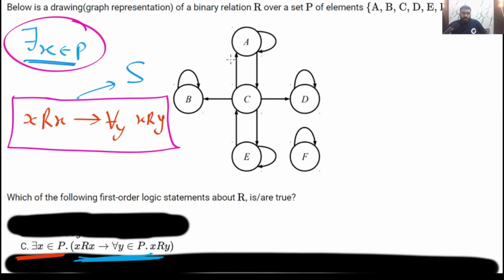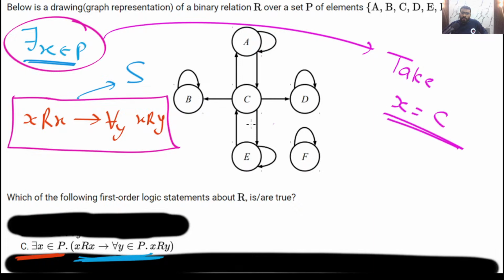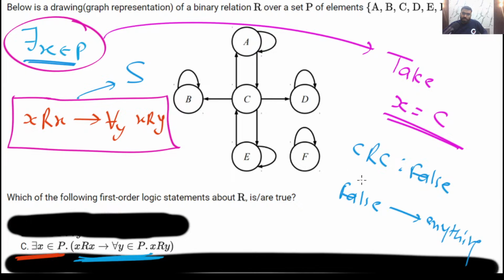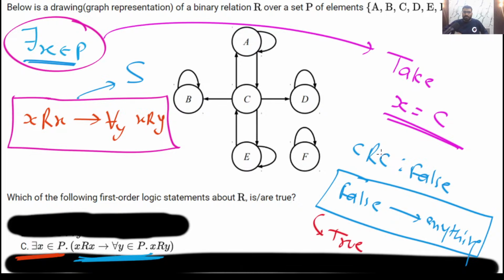Now do we have some element for which S is true? Yes, you can take x equal to C. For this C, C related to C will be false, and false implies anything, so that will be true. Is this clear? Yes or no? Very simple.